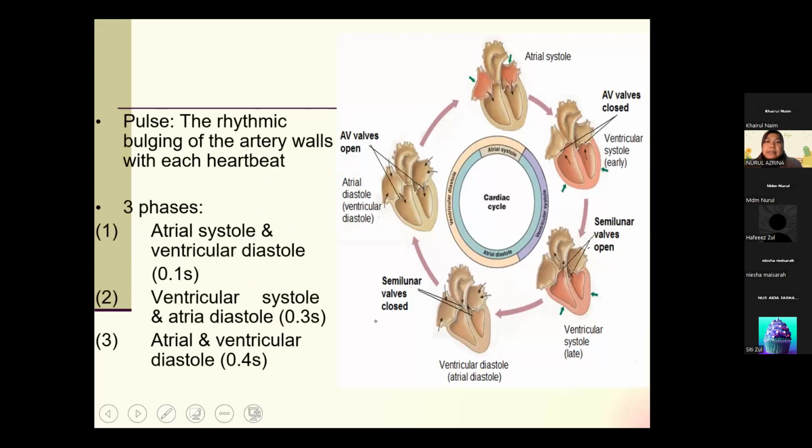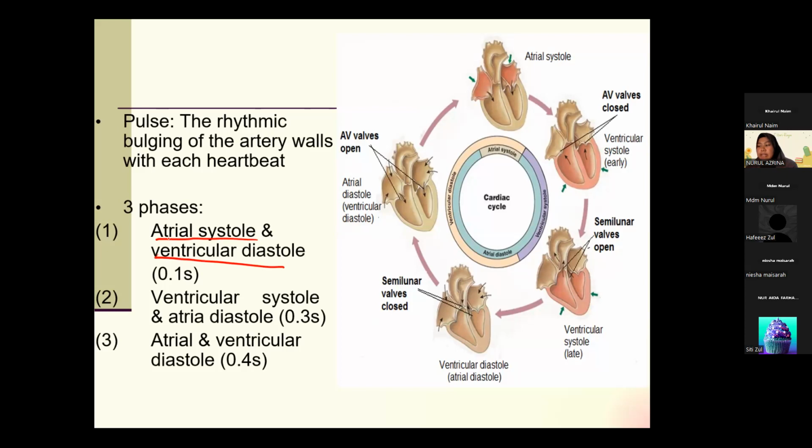Okay, what is pulse? Pulse is the rhythmic bulging of the artery wall within each heartbeat. Right? So the cycle is divided into 3 phases. Number 1, atrial systole and ventricular diastole. Maknanya fasa pertama yang berlaku ialah atrial contract, ventricle relax. That is the first phase. So this takes around 0.1 second.